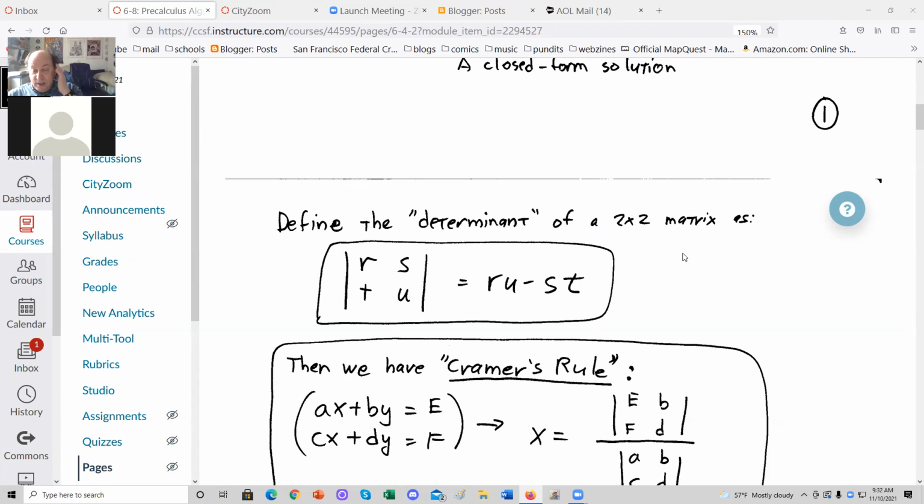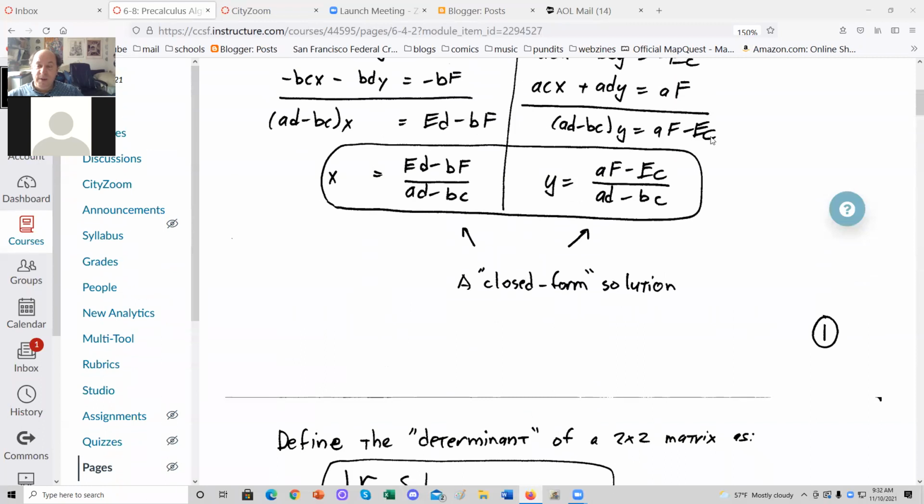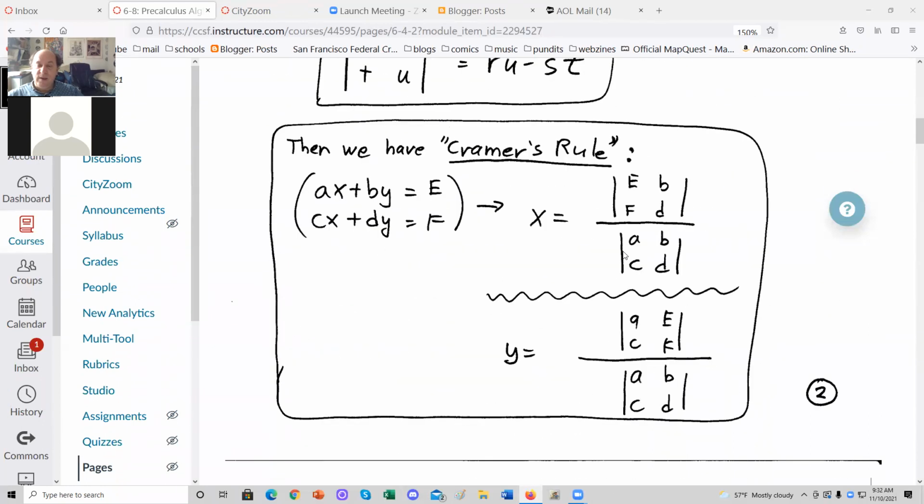Okay, the idea is this. If you define this symbol this way, product along the main diagonal minus product along the opposite diagonal, then this formula translates into Cramer's rule. For this 2x2 system, x equals this determinant over this determinant, y equals this determinant over this determinant. In both of them, we have the determinant of a, b, c, d, the determinant of the coefficient matrix.